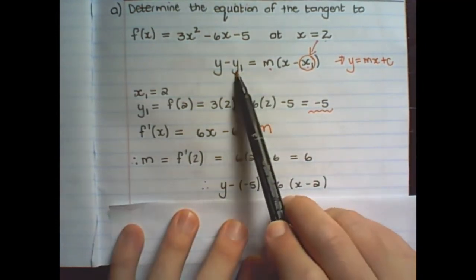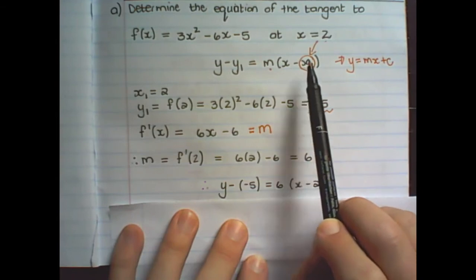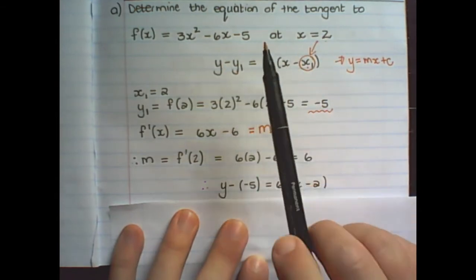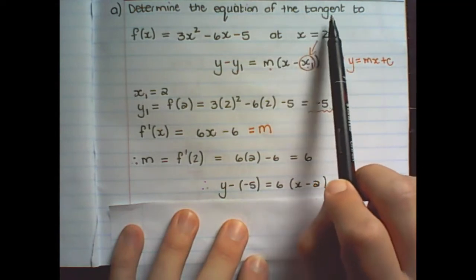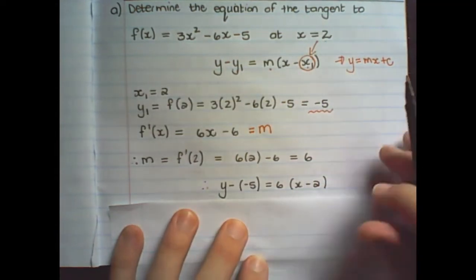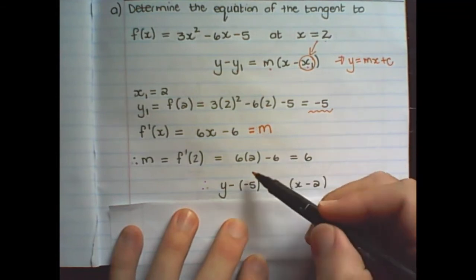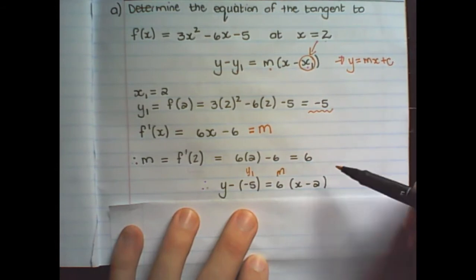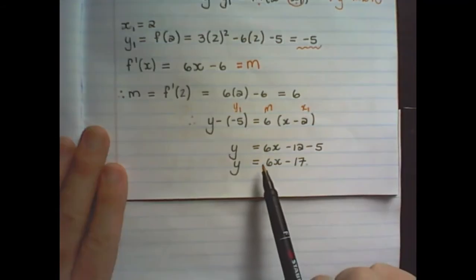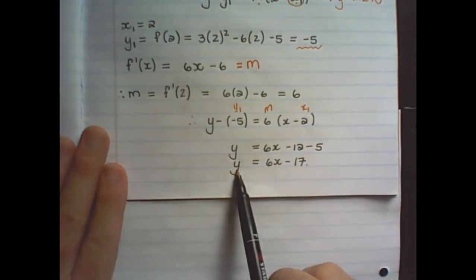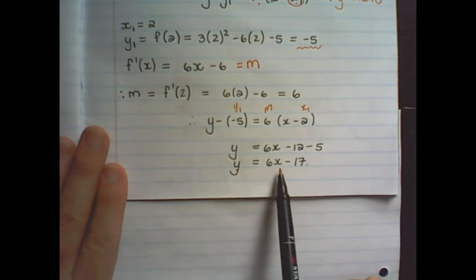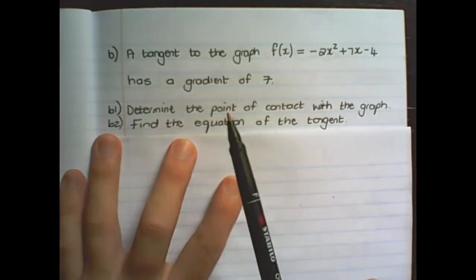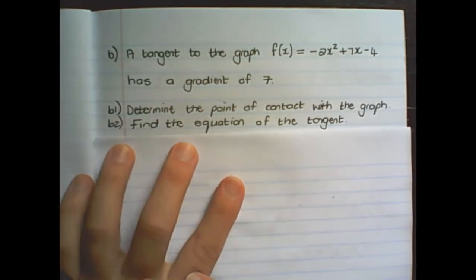Now we have y1, the gradient, and x1 to substitute into the equation to find the tangent line to f(x) at x equal to 2. So I simply substitute my y1 value of negative 5, my gradient value of 6, and the x value of 2. And when I simplify it, I find that the equation of the tangent at x equal to 2 is y equals 6x minus 17.